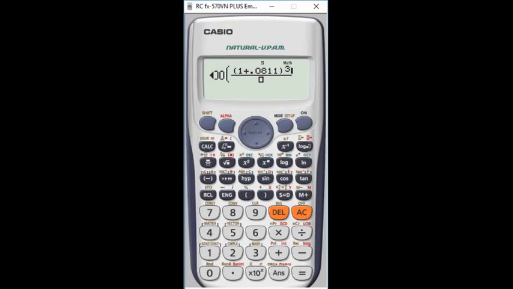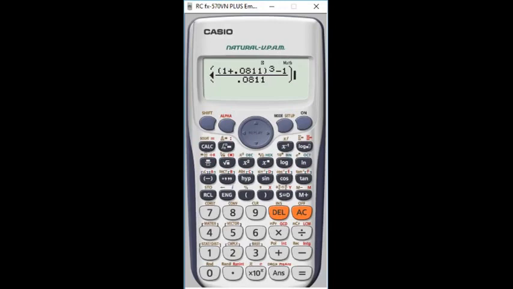minus 1, and in order to put the denominator value, press the down button. Again we will put the value of r, 0.0811, then press the right button to get out from the numerator and denominator, then bracket close. So we have put the values in order to find the future value, and that amount should be equal to the provided future value, which is 13,000.